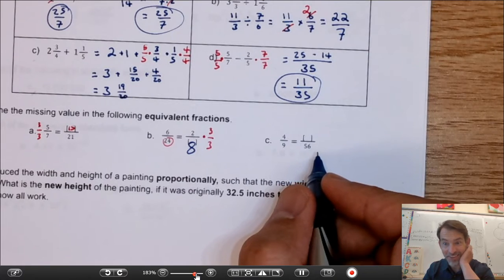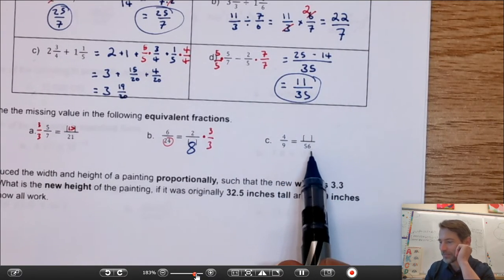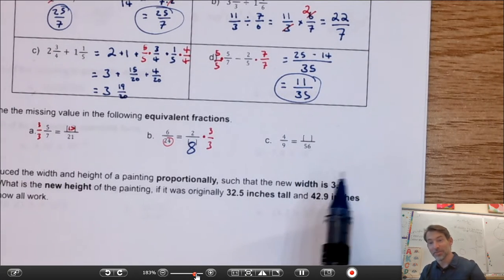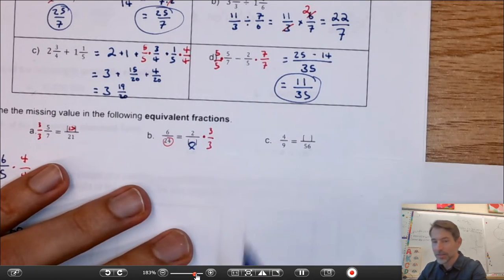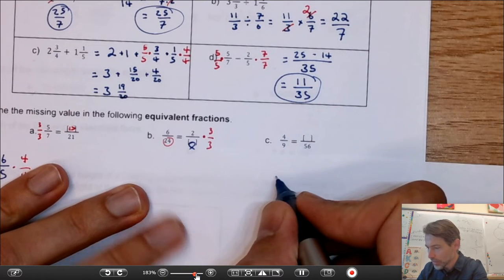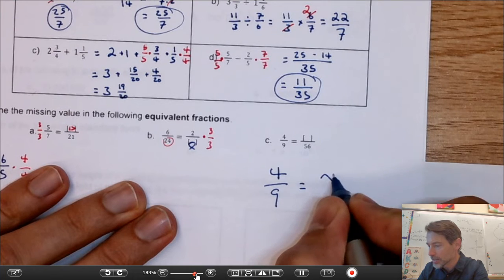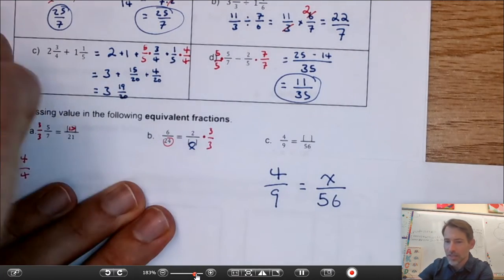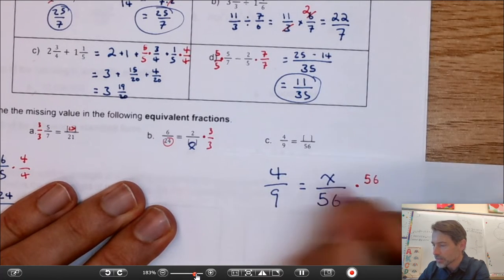All right, now what about this over here? This one is uglier. All right, let's take a look. Well, there's really not like a number that jumps out at you, is there? That's because this number is a fraction. This number is a decimal. So this way, I would write it out like this. 4 over 9 is equal to x, again, I don't know that number, divided by 56. Okay. Let's go ahead and multiply both sides by 56.